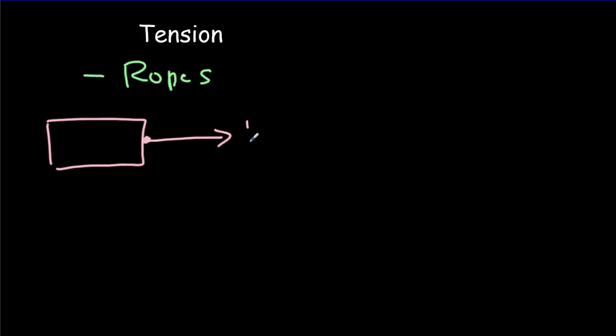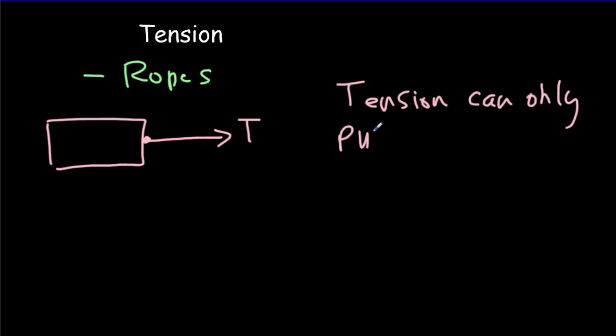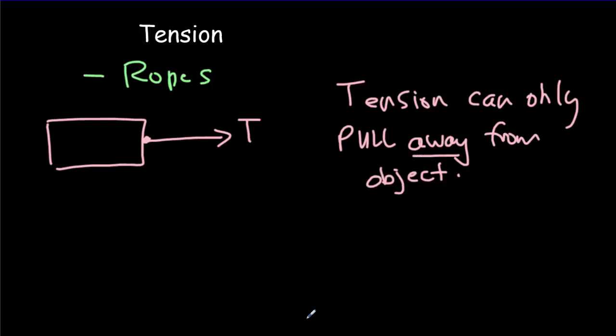Tension forces are caused by ropes. So if you've got a rope in contact with an object, you're going to get one of these tension forces. That's the first thing. Second thing, fairly obvious as well, if you've got a rope attached to an object, then that force of tension has to be away from the object. You can't push an object with a rope. You can only pull. So tension can only pull away from the object.